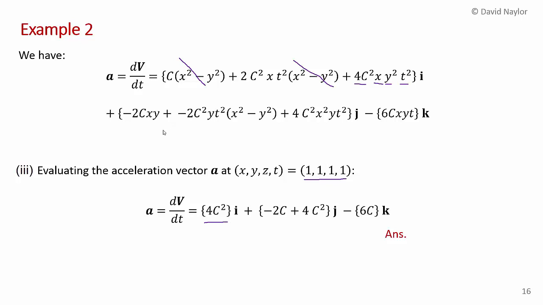And then we do the same thing in the j direction. This term's going to become minus 2c. That's right. And this term's going to go away because 1 minus 1. And then you're going to have 4c squared here, because these other terms are going to become 1 in the j direction. And then these terms all become 1, x, y, z, and t are 1, so you have minus 6c in the k direction. So that's the acceleration vector evaluated at point 1, 1, 1, 1, and that completes that example.